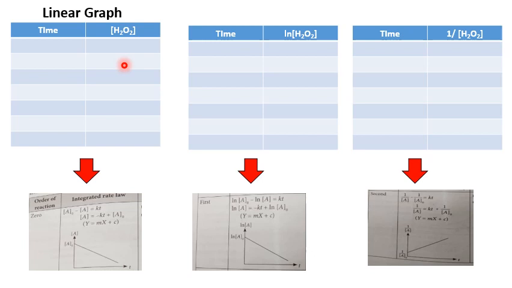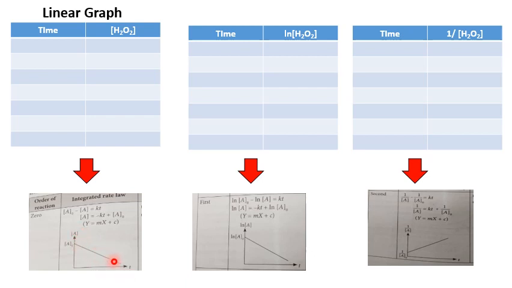For a linear graph, if we're not sure of the order of the reaction, we need to prepare 3 sets of data. The first one is concentration versus time. The second is ln concentration versus time. And the third one is 1 over concentration versus time. Then we check.